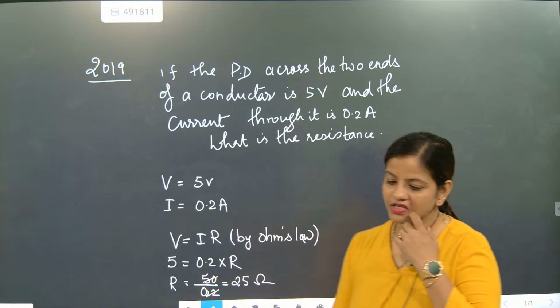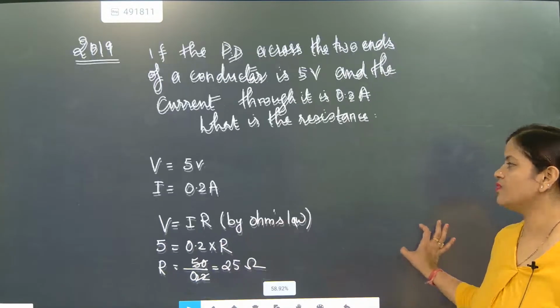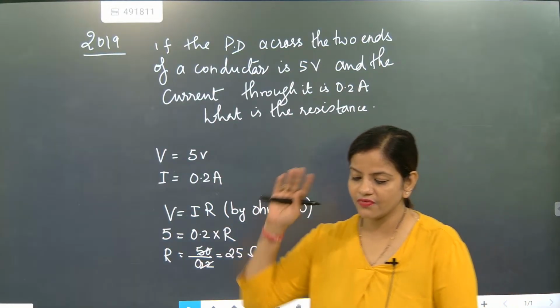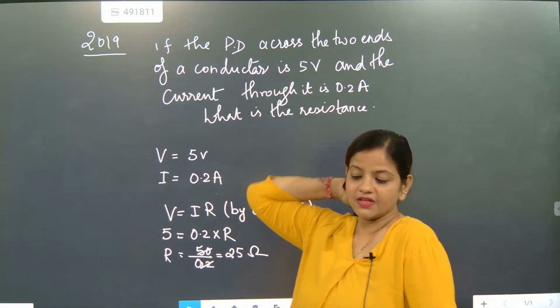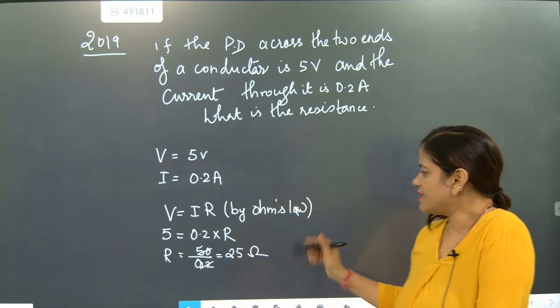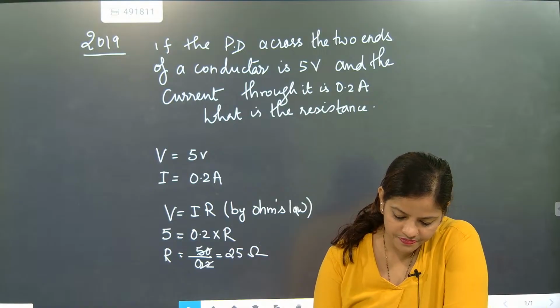Correct. Did you understand? Did you see how I solved? Many people are not writing Ohm's law. But from where the formula came, we need to justify that. We need to inform them that the formula is by Ohm's law. Got it? Now, with the next question, get ready for it.